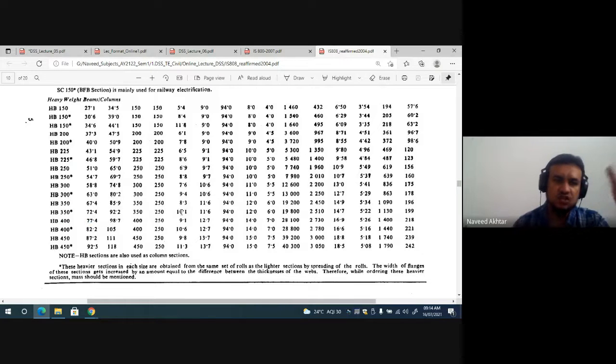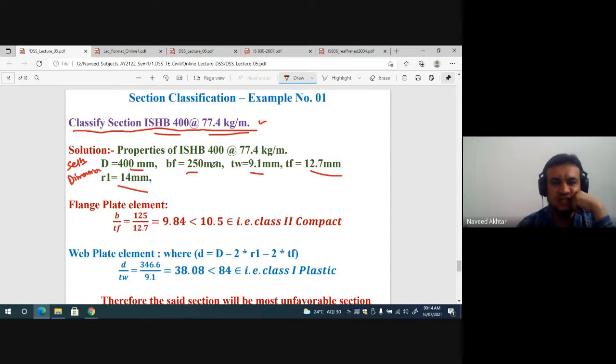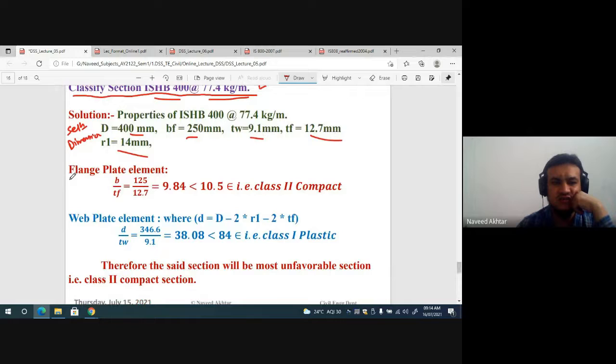Okay, so likewise you have to take the sectional dimension and sectional properties from the steel table or from the IS 808:1989. Okay, so we have taken this. Now we will see first the flange plate element. Flange plate element. An I section generally looks like this. Okay, this is your I section.